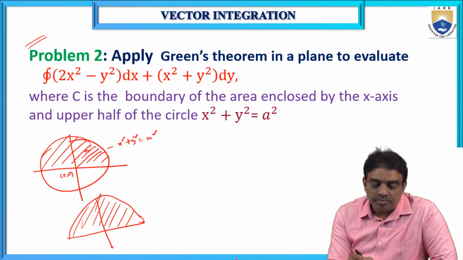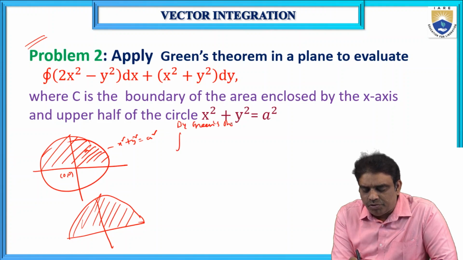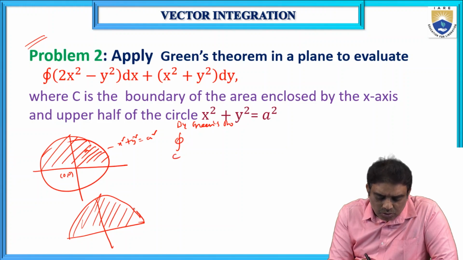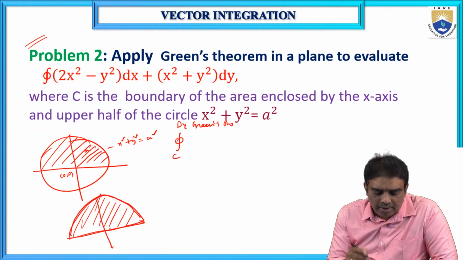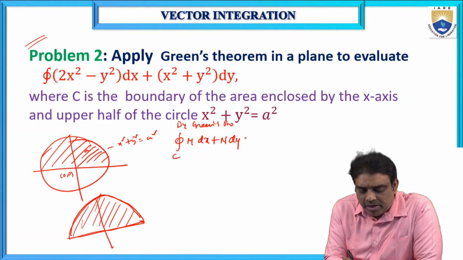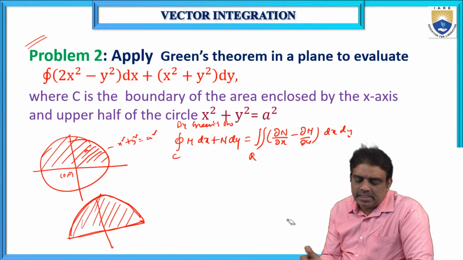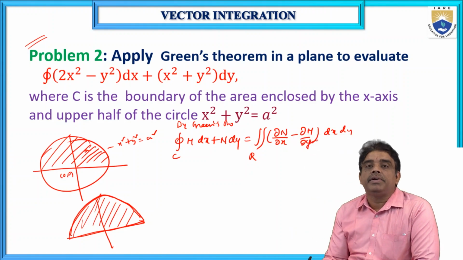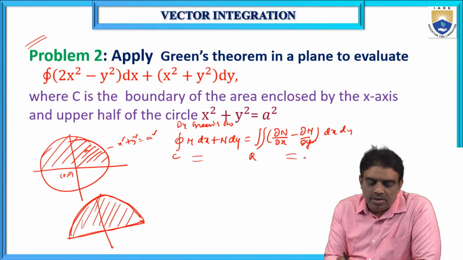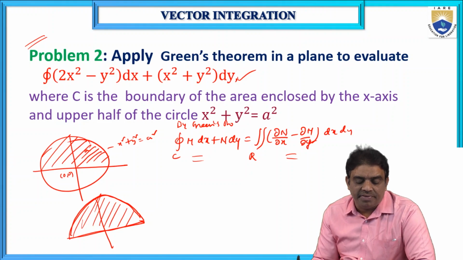So here, what is M? By Green's theorem, the integral over the closed curve C, this is also a closed curve, of M dx plus N dy is equal to the double integral over R of dou N by dou x minus dou M by dou y dx dy. This is the statement of Green's theorem, and it is a relation between line integral and double integral. So here we have to evaluate the line integral using double integration. That means application of Green's theorem.